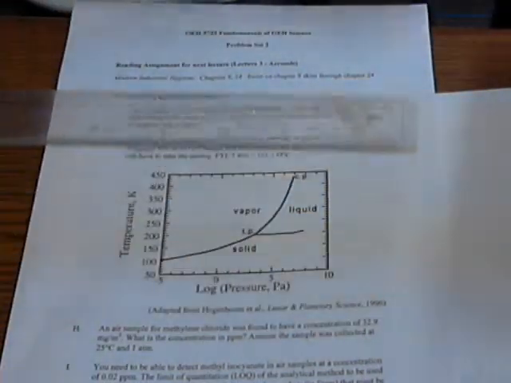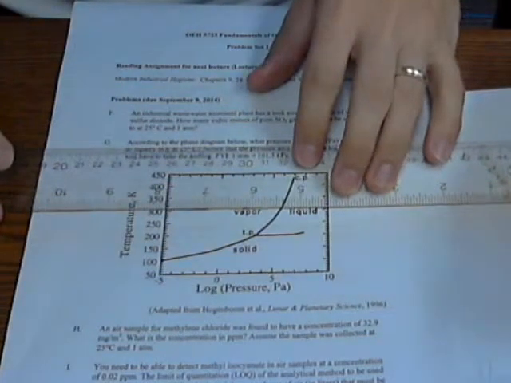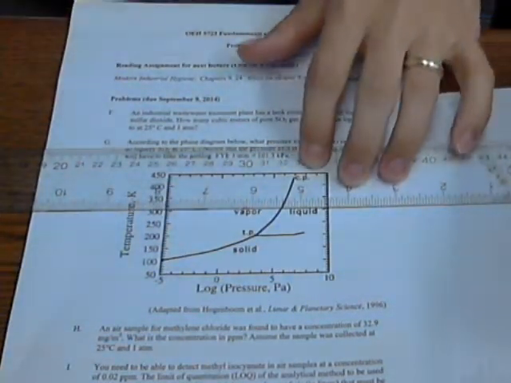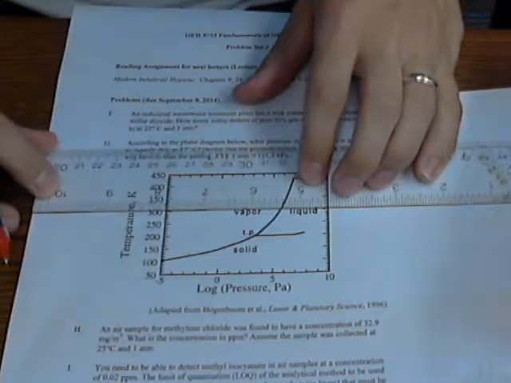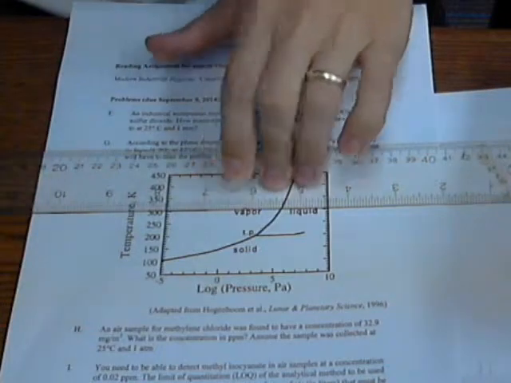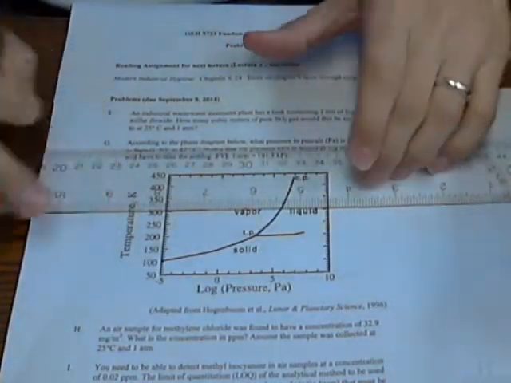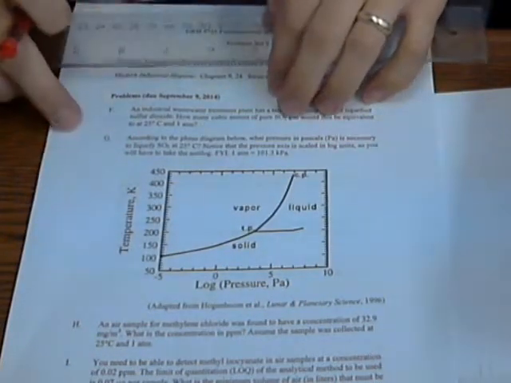Okay, this is OEH 5723, homework number 2, problem G. I'm going to try to mix between showing this here and showing the rest of it on the board. This question is all about, can you read the phase diagram? Do you understand what's going on?